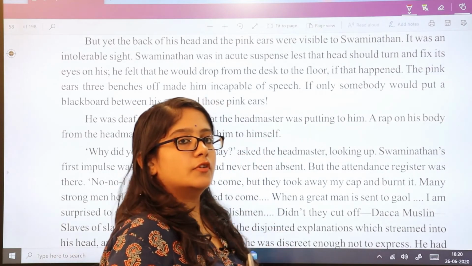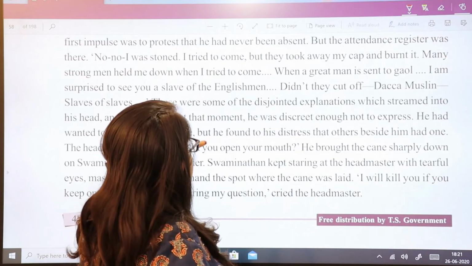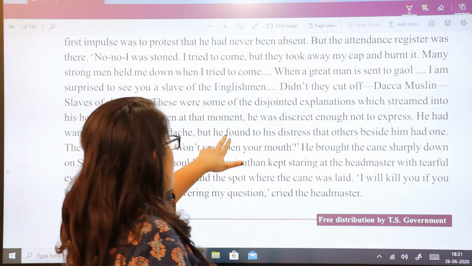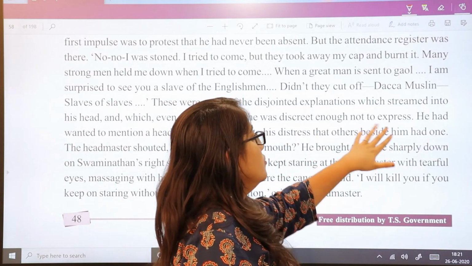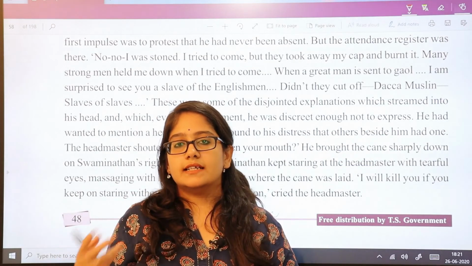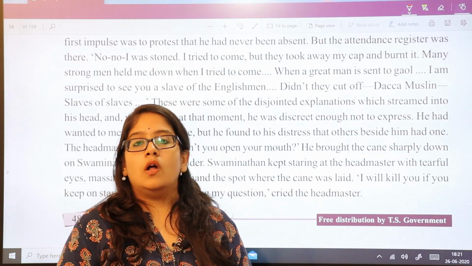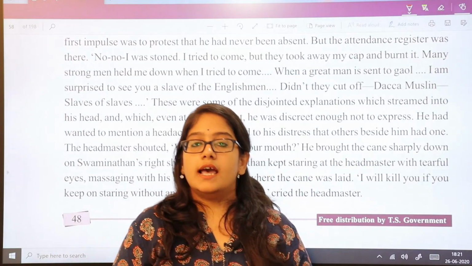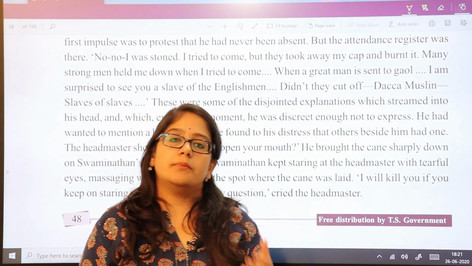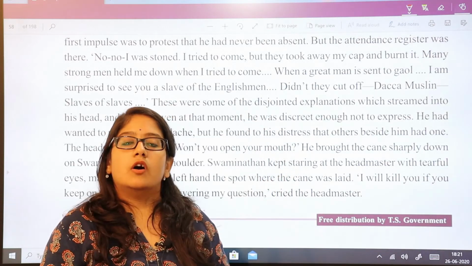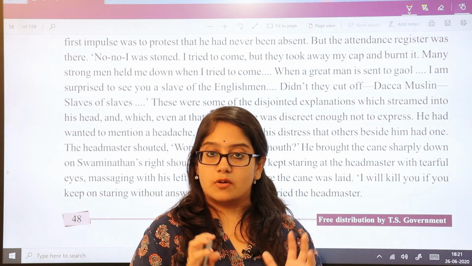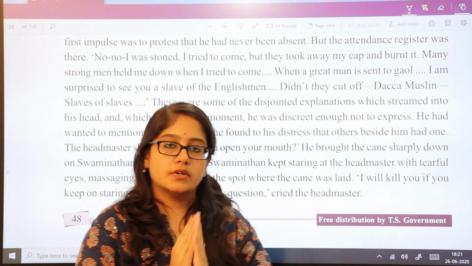He was unable to put his thoughts into meaningful behavior. Now this proved quite dangerous to Swami. These were some of the disjointed explanations which streamed into his head, and which even at that moment he was discreet enough not to express. So he was clever enough not to express these thoughts. Despite the fact he was thinking to call the headmaster the slave of Englishmen, he did not utter that. He did not talk about the incident of losing a cap or participating in protest, etc. He just didn't know how to put it out because he was already very nervous. So he stood there quietly.